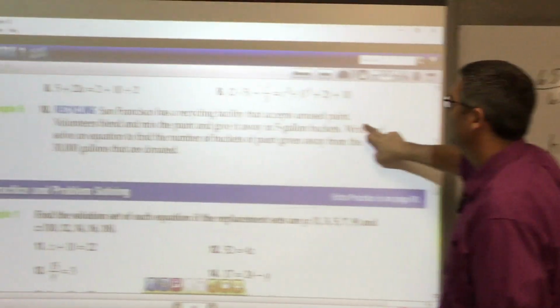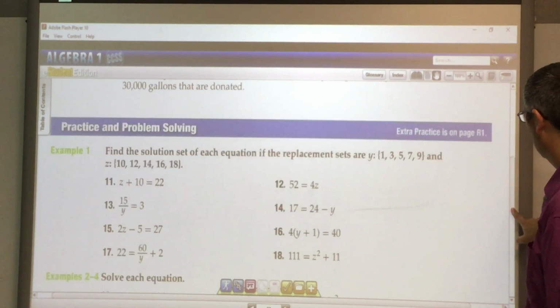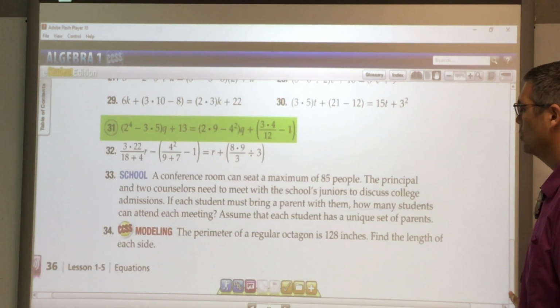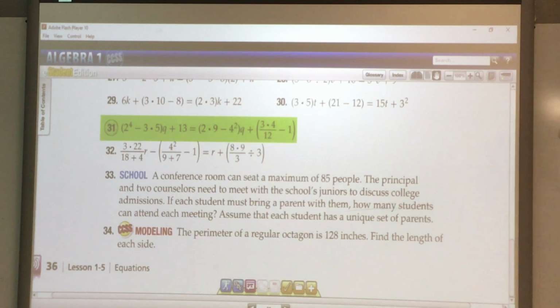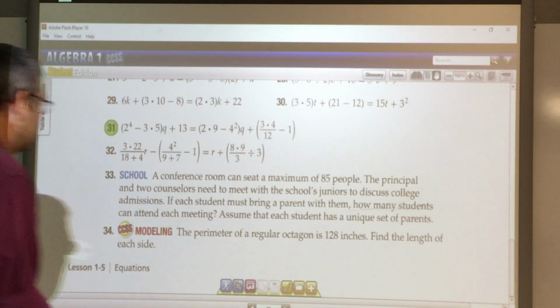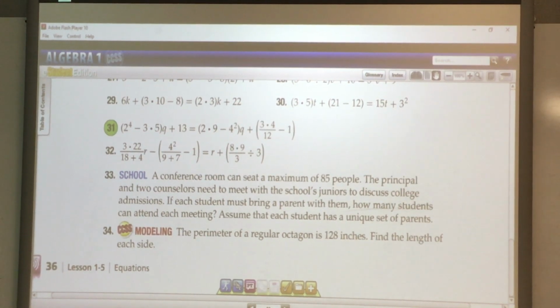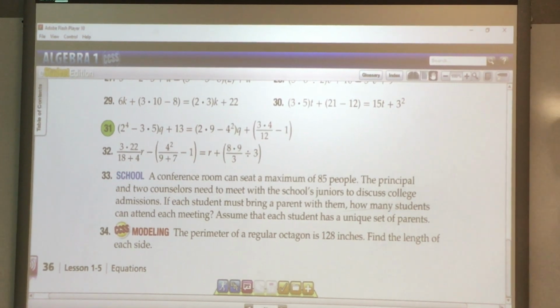There are some of these in here that we actually are really good, if I can find it again. Here we go. A conference room can seat a maximum of 85 people. The principal and 2 counselors need to meet with the school's juniors to discuss college admissions. If each student must bring a parent with them, how many students can attend each meeting? Assume that each student has a unique set of parents.